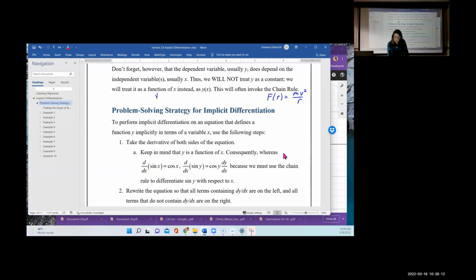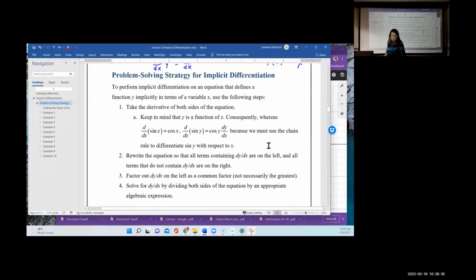Basically, when we take the derivative with respect to x of y, we're going to get dy dx. We're not going to get 0. The derivative of that variable is not 0. It is dy dx. It is not constant. It is changing because it too depends on x. So when we take the derivative of y, we get dy dx.